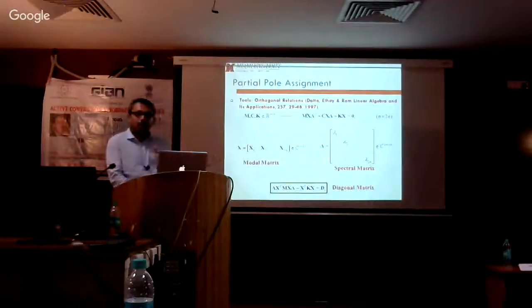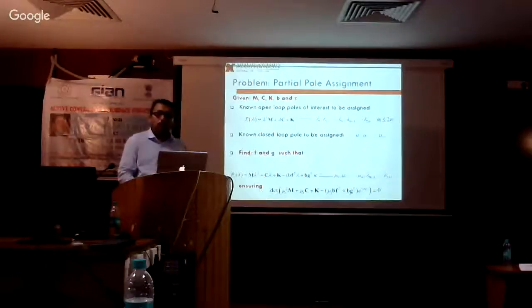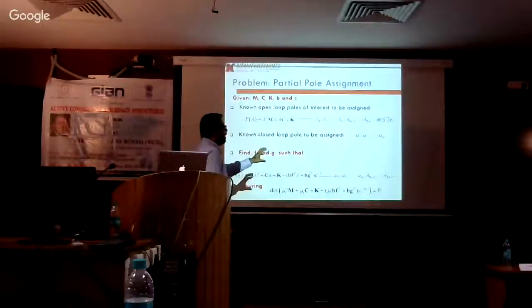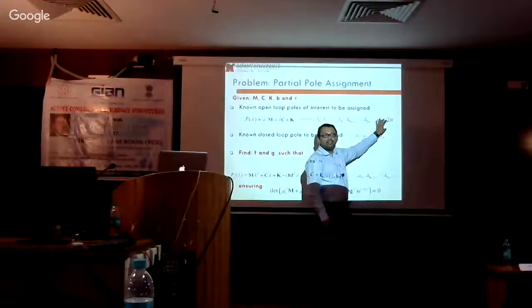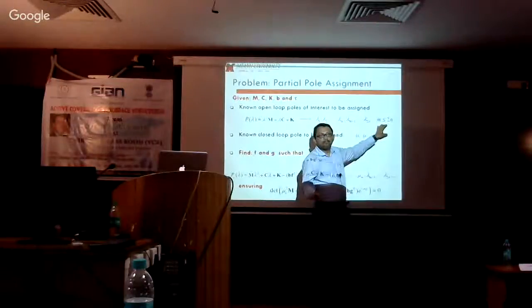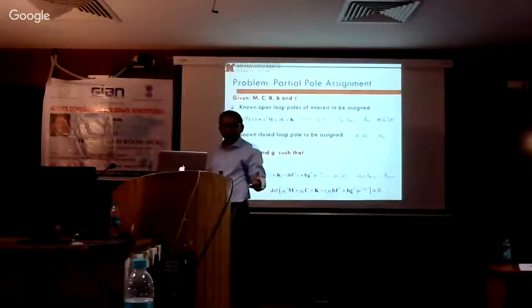So I will again use the same tool which we use for partial pole assignment. One thing always remember, partial pole assignment is the generalization of a full feedback control or full pole assignment. If m is equal to 2n, we are moving all the poles.